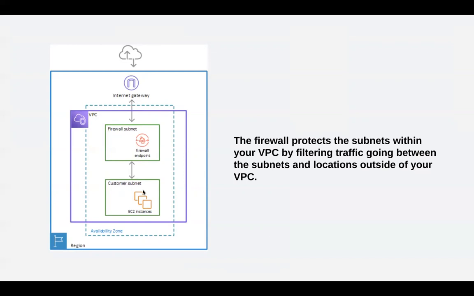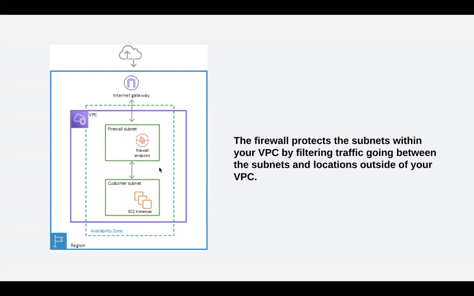And then you can go ahead and get your access onto your EC2 instance. So this is how, on a very basic level, the network firewall performs. The firewall protects subnets within your VPC by filtering traffic going between the subnets and locations outside of your VPC. So inbound and outbound traffic is both inspected by the network firewall sitting at the edge of your VPC.